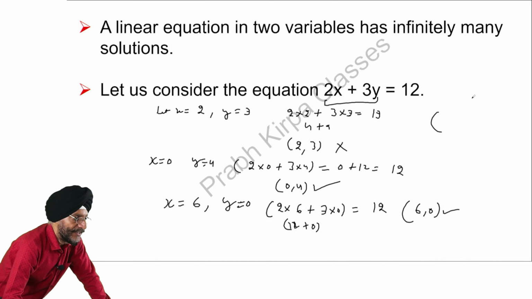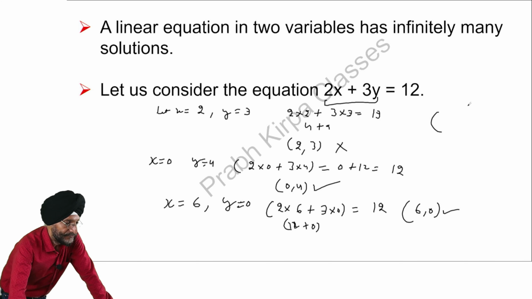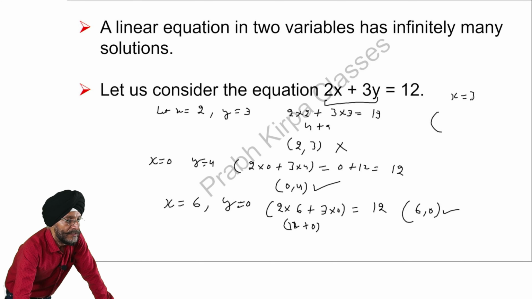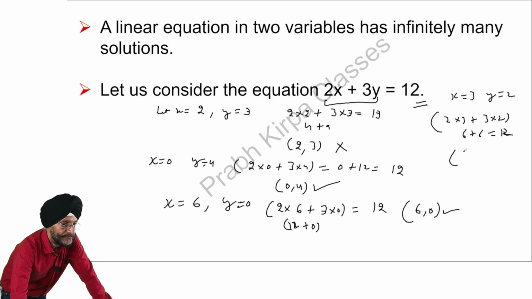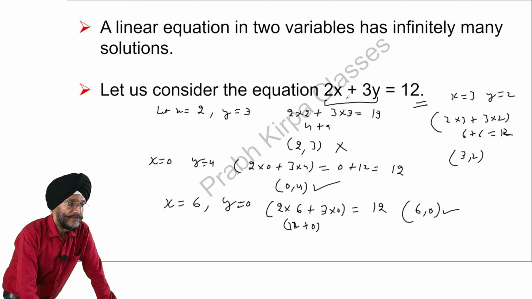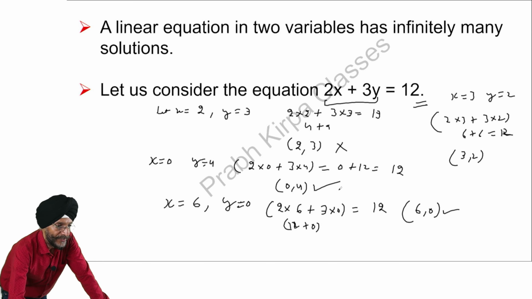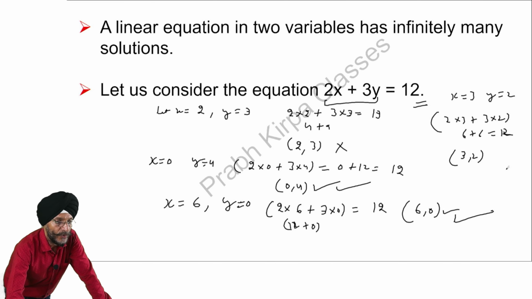We take another example, finding out the likely solution. So here we take x is equal to 3, y is equal to 2. So what will become? 2 into 3 plus 3 into 2, that is 6 plus 6, that is equal to 12. That is, the left hand side becomes equal to the right hand side. So another possible solution is (3, 2). So you can observe that there are many possible solutions for the given equation. That is, we have found (0, 4), (6, 0) and (3, 2).